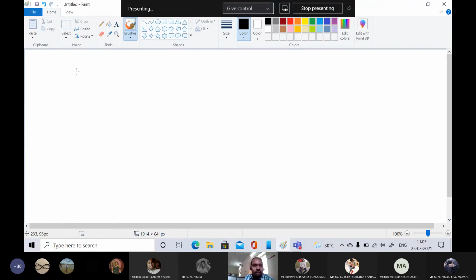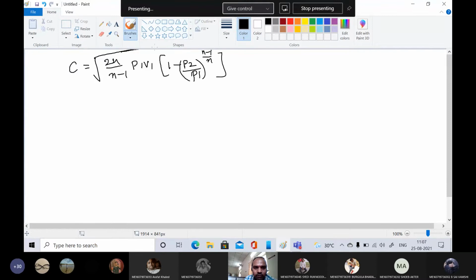Sorry for the obstruction. So we could derive C is equals to under root 2n by n minus 1 P1 V1 into 1 minus P2 by P1 whole power n minus 1 by n, right? So this is the velocity of the steam discharging through the nozzle. So we know that mass is equals to density into area into velocity. I can write area into velocity, C, divided by density, which is the reciprocal of specific volume, so A2 into C into V2.